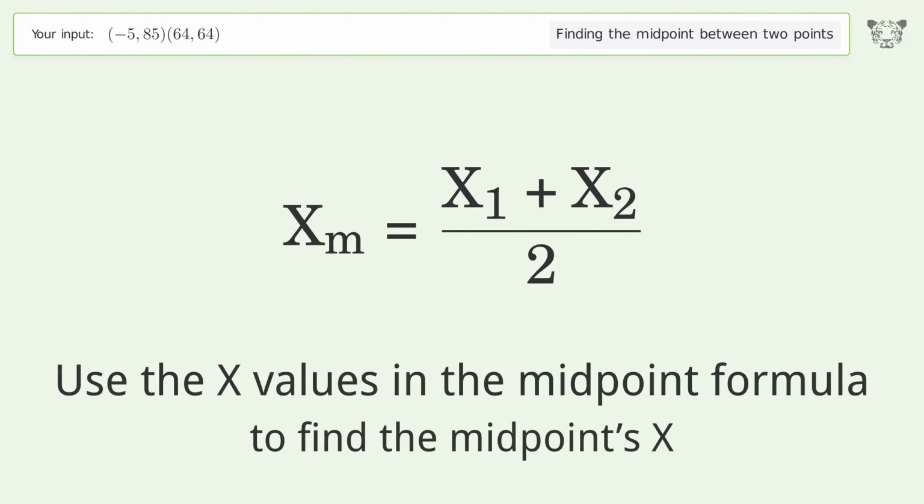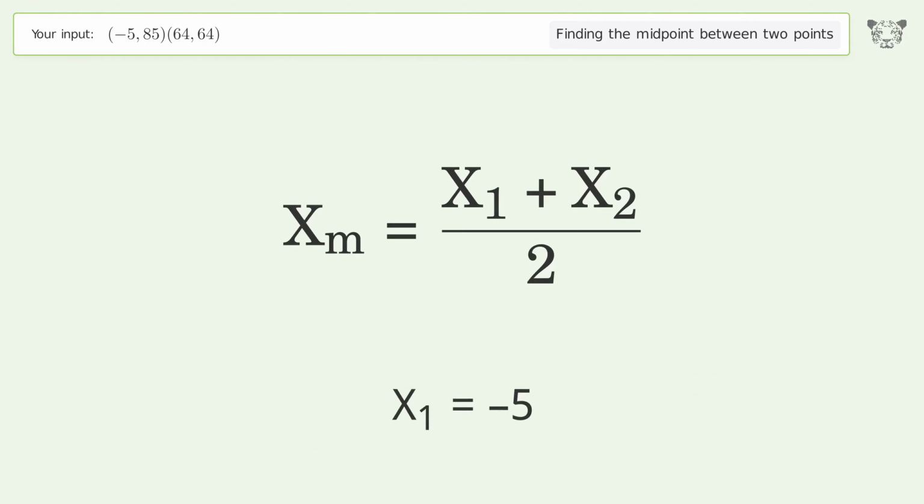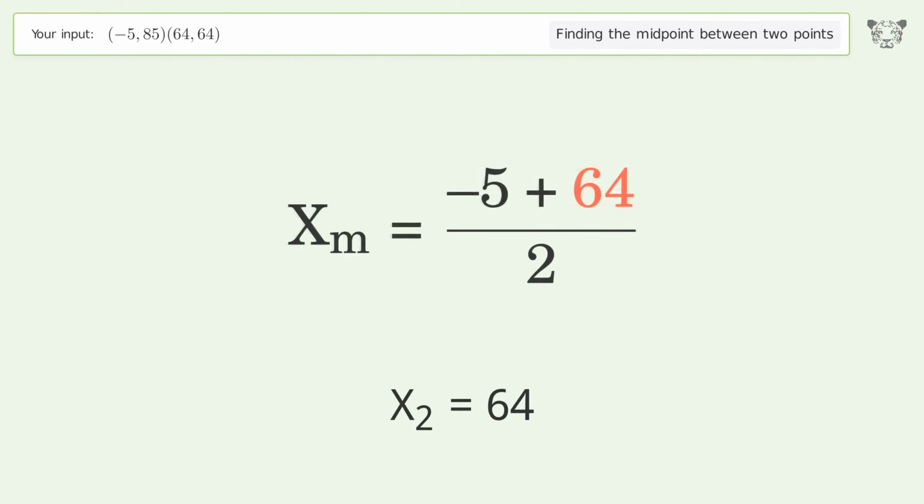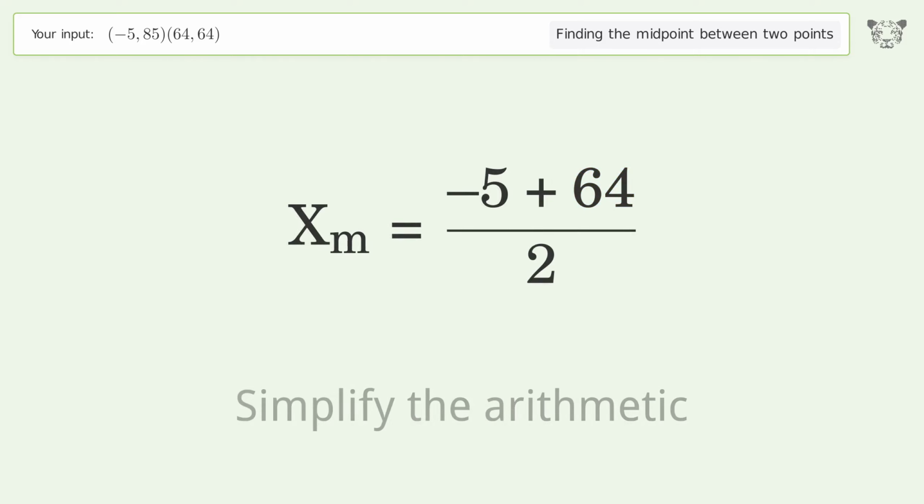Use the x values in the midpoint formula to find the midpoints x. x1 equals -5. x2 equals 64. Simplify the arithmetic.